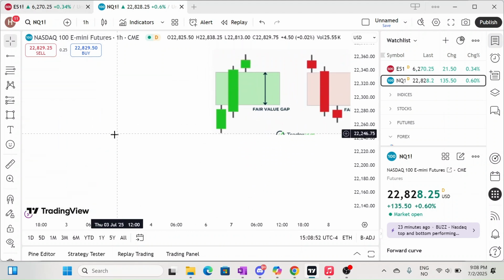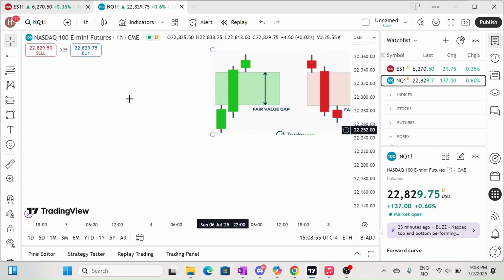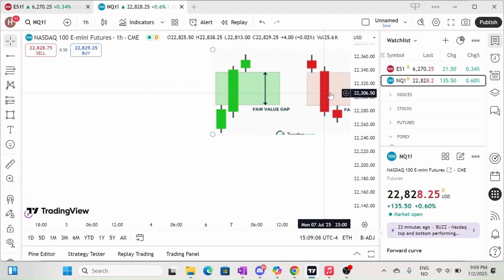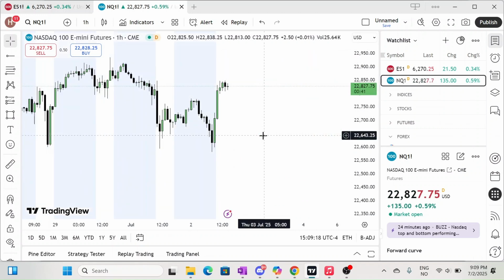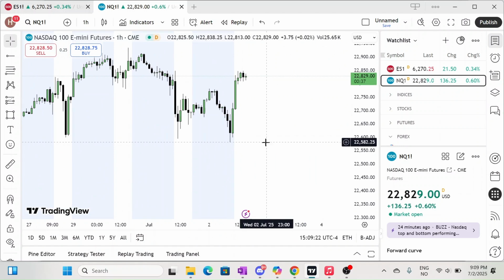And essentially you have two different types of fair value gaps. You have the bullish one that goes like this. This is the bullish one. When price taps into this, we believe it's going to go up again, and it is the bearish one. So alright, let's take a look at some real market examples.